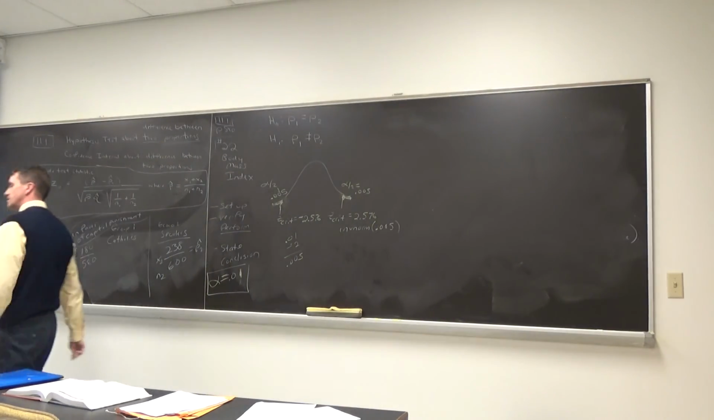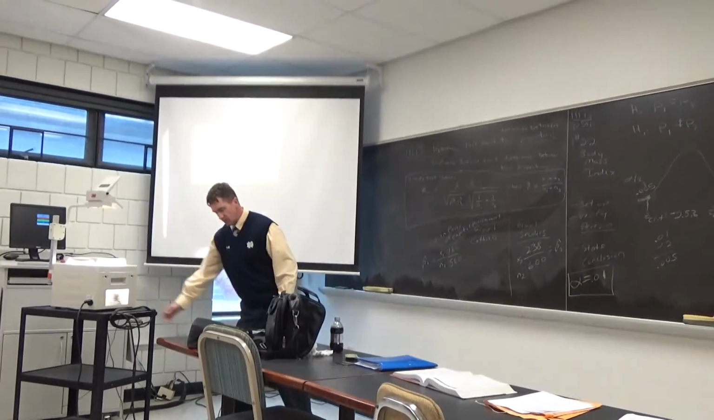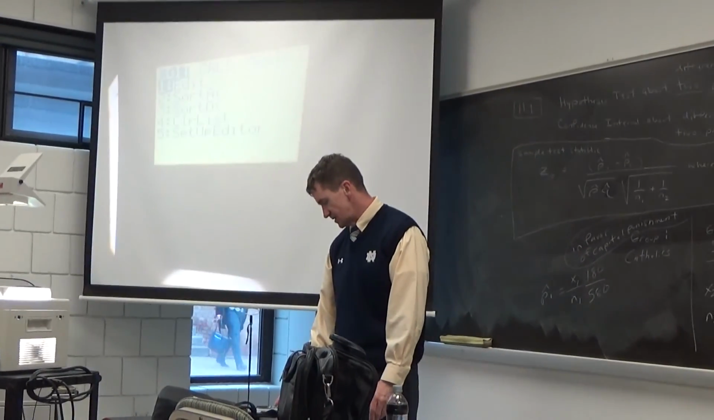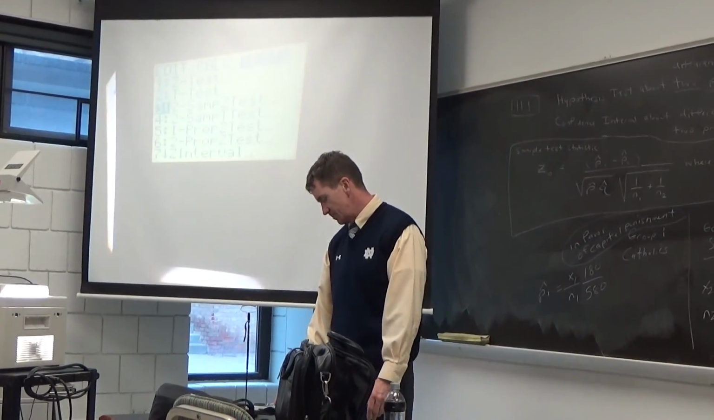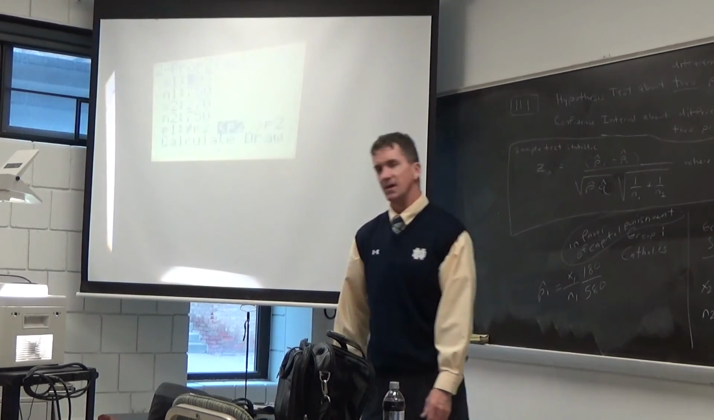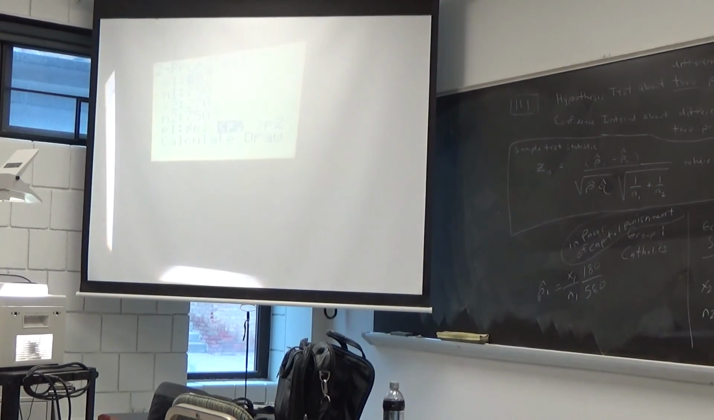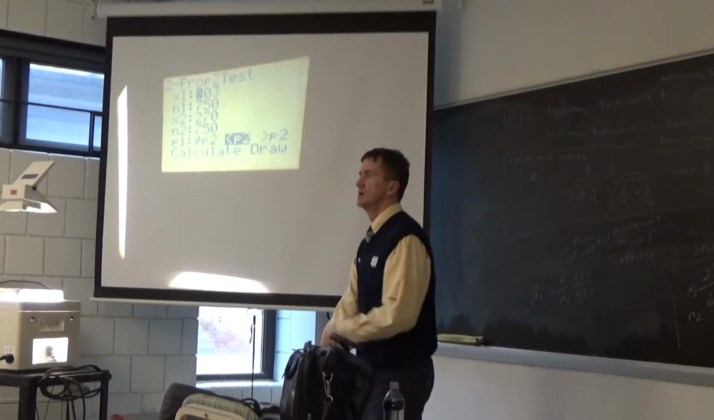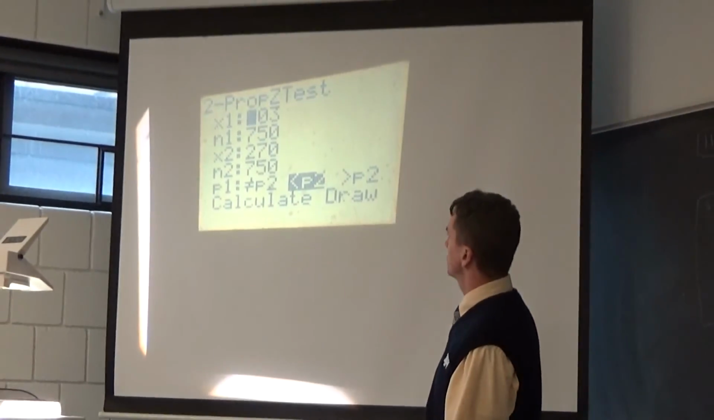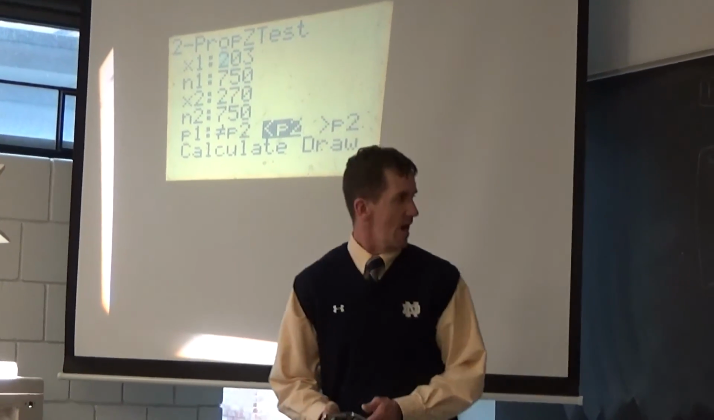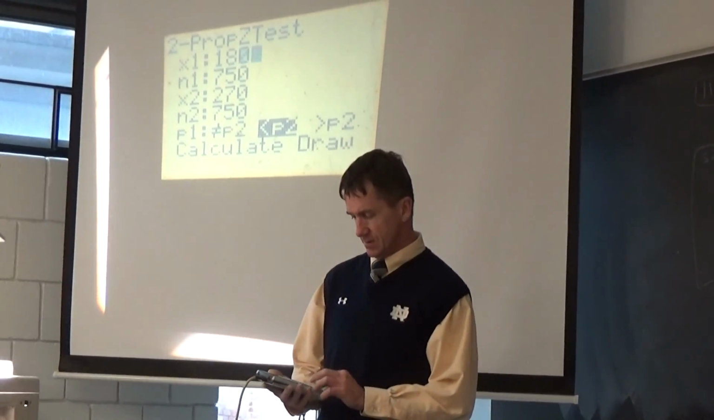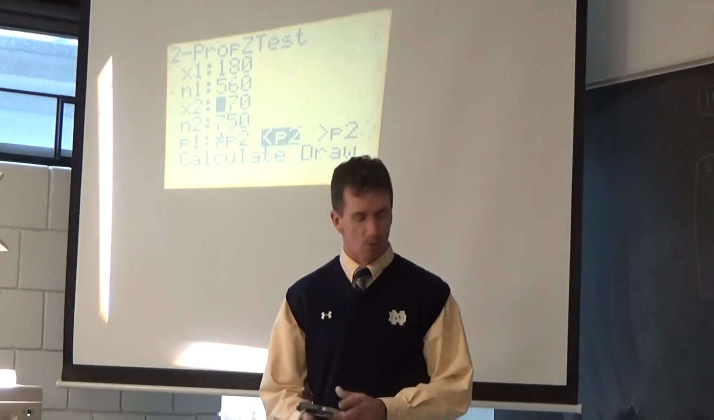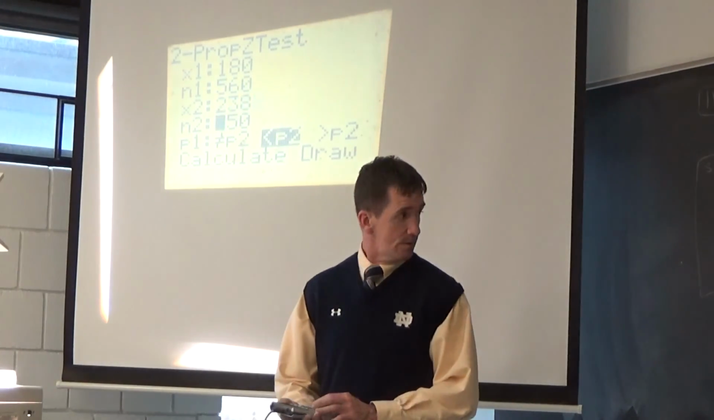All right, where do we go? 2 prop z-test. Best part of the course, by far. I love looking at different proportions. Next class we'll look at different means. Okay, so what do we have? Catholics, 180 out of 560. Capital punishment. Pew Research did this poll, 238 out of 600.